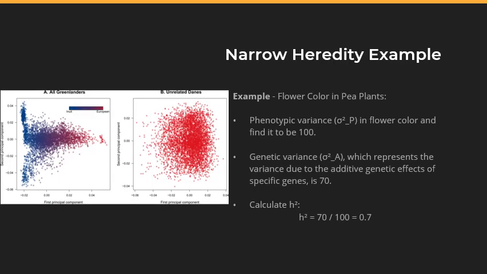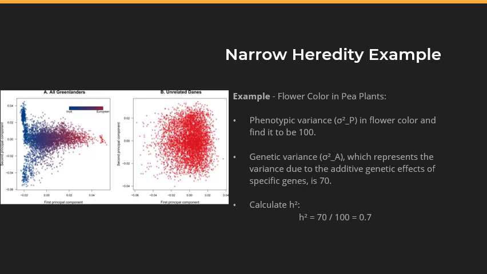So let's take a look at this example. Let's consider a population of pea plants with variations in flower color. Researchers study the total phenotypic variance in the flower color and find it to be 100. After conducting genetic analysis, they estimate that the additive variance, which represents the variance due to the additive genetic effects of a specific gene, is 70.